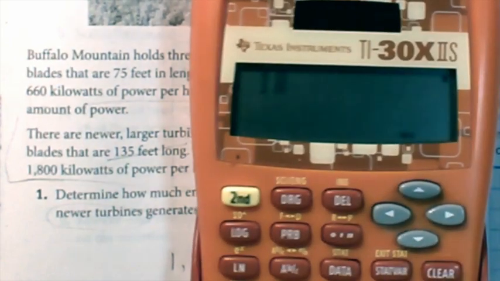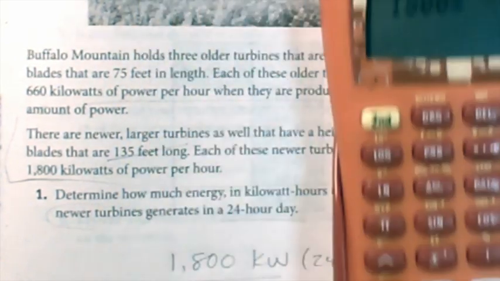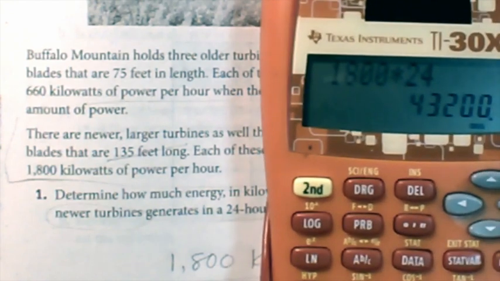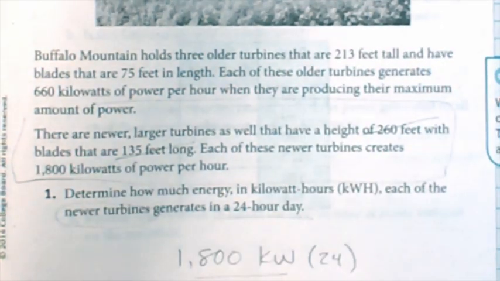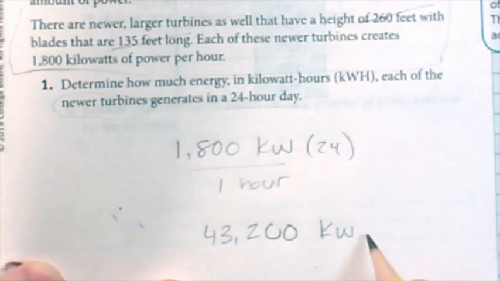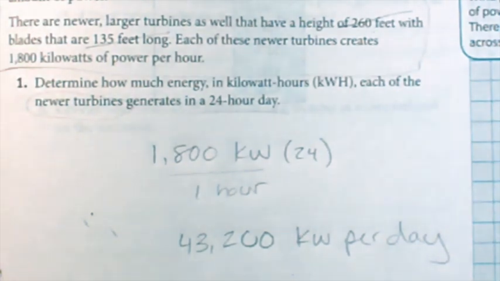So I can break out my handy calculator. And I got 1,800 times 24. So it looks like 43,200. So 43,200 kilowatt hours per day. All right, let's move on. Page 396.